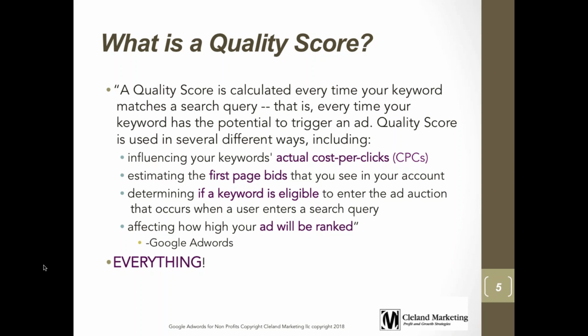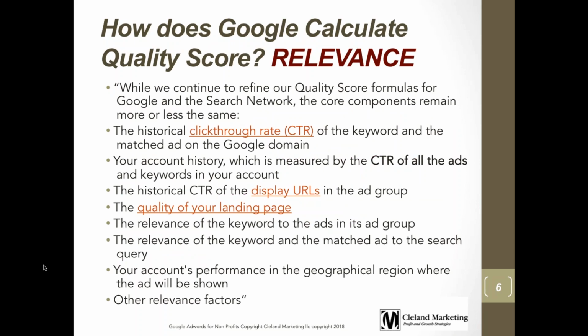And now they're saying they're going to set a minimum quality score of above a 3, and you have to have a click-through rate of 5%. So that's really everything. So how do they calculate the quality score?